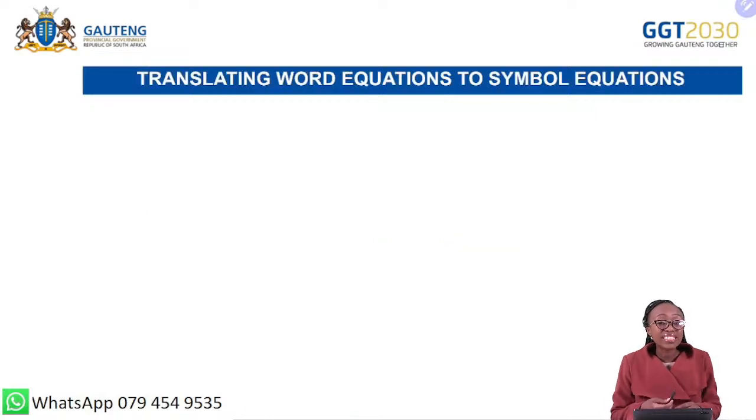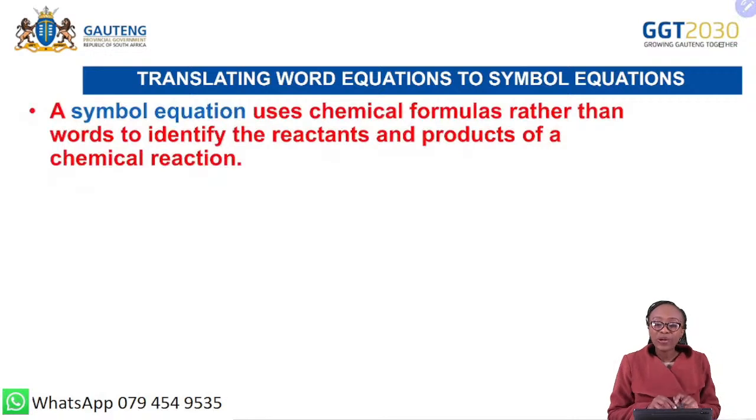So how do you translate word equations to symbol equations? Remember, elements are represented as symbols in our periodic table, so we actually want to use those symbols in chemical equations. So let's find out how we can translate word equations to symbol equations. A symbol equation uses chemical formulas rather than words to identify the reactants and the products of a chemical reaction. It uses symbols, and we can get our symbols from our periodic table of elements.